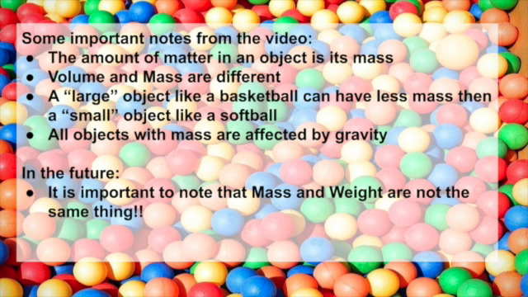Some important notes from the video. The amount of matter in an object is its mass. Volume and mass are different. A large object like a baseball can have less mass than a small object like a softball, and all objects with mass are affected by gravity.